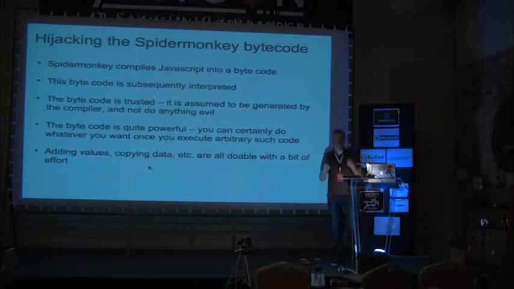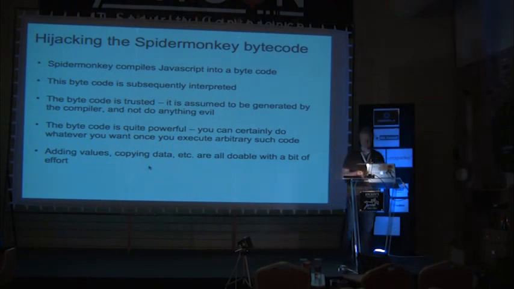So what can we do here? How can we start? First of all, SpiderMonkey itself takes JavaScript that is supplied by the attacker, and then compiles it into a bytecode. This bytecode is put into memory, and they have an interpreter for this bytecode, which then interprets the bytecode as a stack machine in memory. Because the bytecode is emitted by compiling the user's JavaScript, the bytecode itself is trusted. It is assumed to be generated by the compiler, and is assumed to not be evil. And the bytecode is really powerful. It can do essentially whatever you want. A little bit convoluted, but it's powerful.